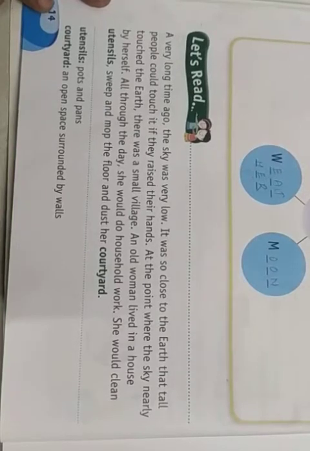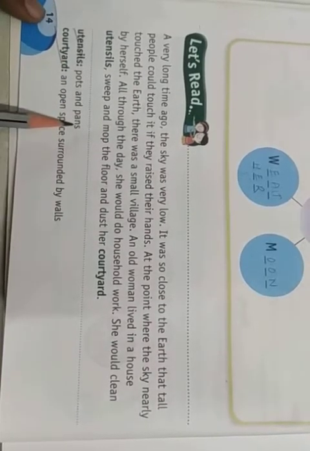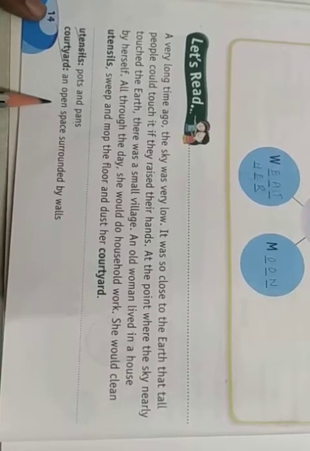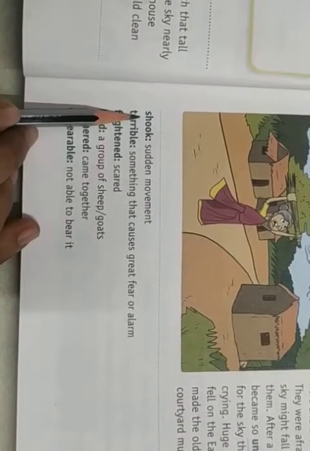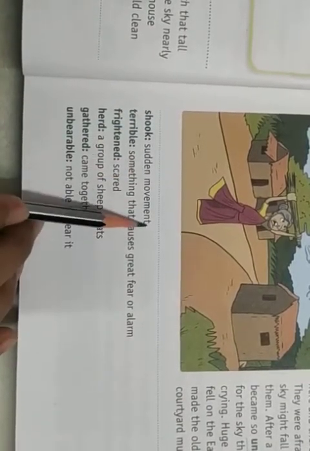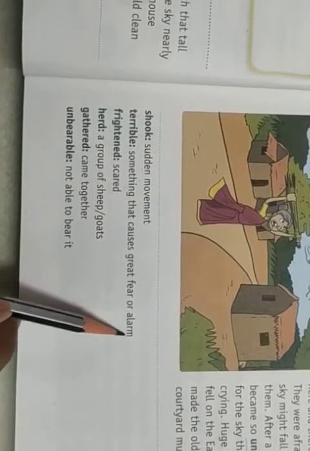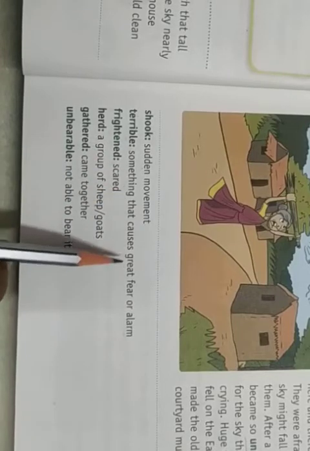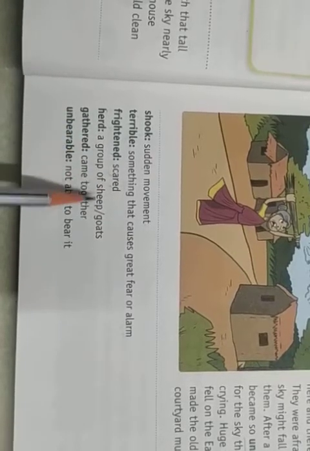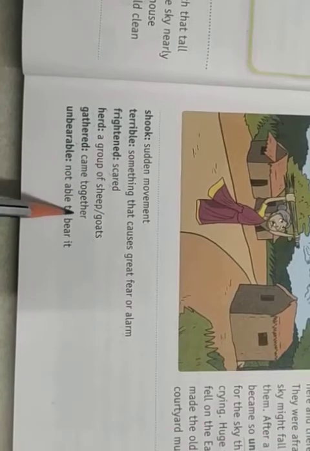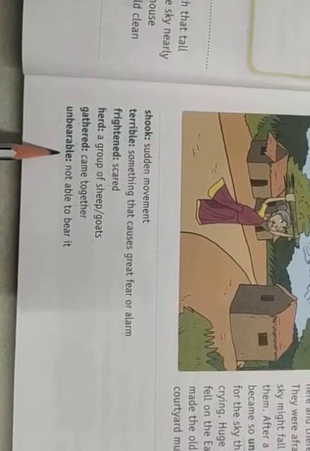So next, let's read, okay? Here you can find the meanings of the words. This is utensils, pots and pans. Utensils means pots and pans. Courtyard means an open space surrounded by walls. Shock, sudden movement. Terrible, something that causes great fear or alarm. Terrible means something that causes great fear and alarm. Frightened means scared. Herd means a group of sheep or goats. Gathered means came together. Unbearable, not able to bear it.